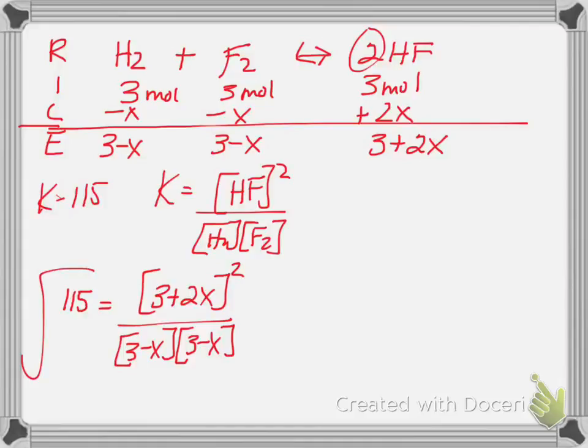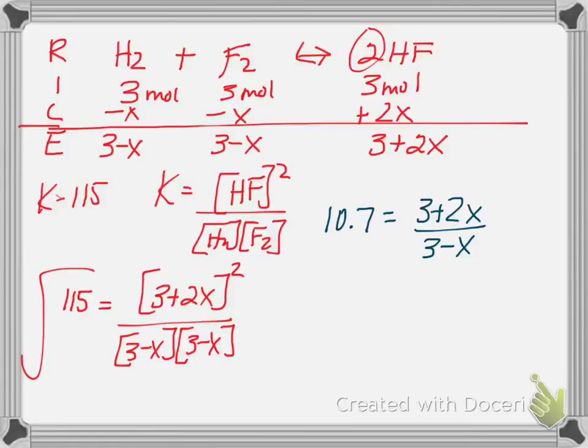Square root of it. Okay? So then that would give me, over here, I'm going to use a different color so you can see a little bit better. Let's go with blue. So now over here I would have 10.7 is equal to 3 plus 2x over 3 minus x. So now what do we do? Good old-fashioned algebra, because we've got some x's in there. Do some good old-fashioned algebra, okay?